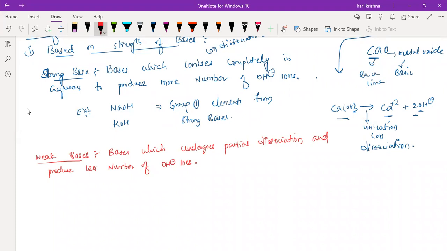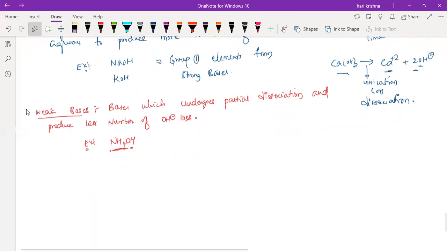Sir, is dissociation, ionization, the same thing? Yeah, ionization and dissociation both are the same thing. Example is NH4OH. It's the example for the weak base.